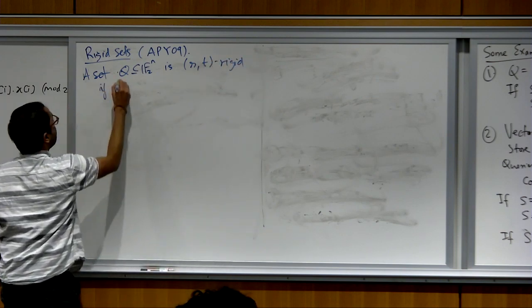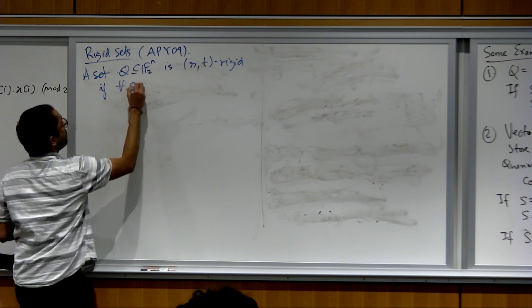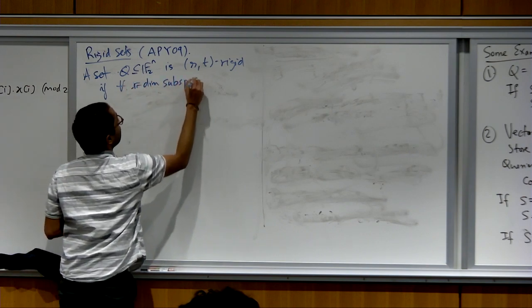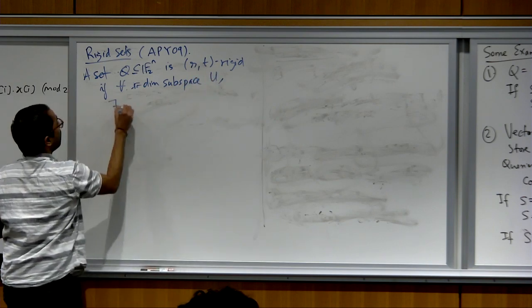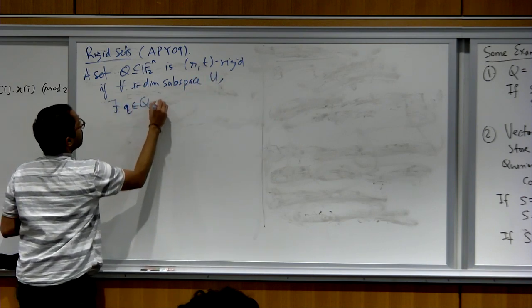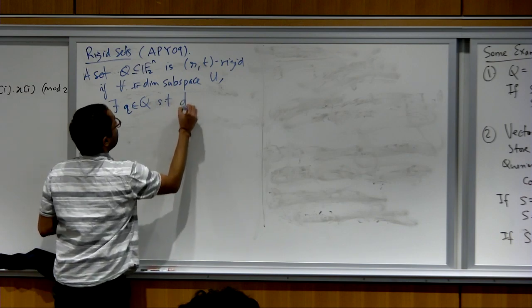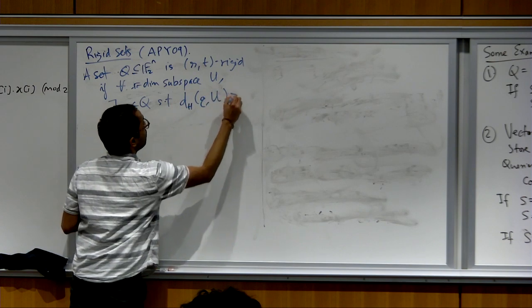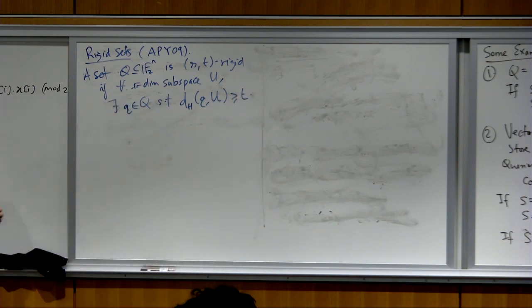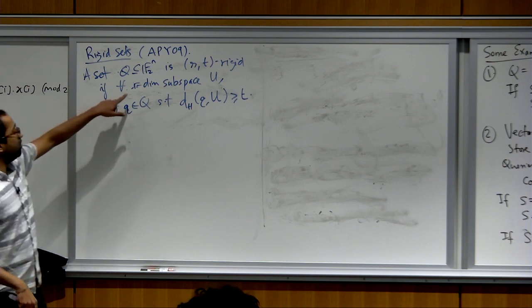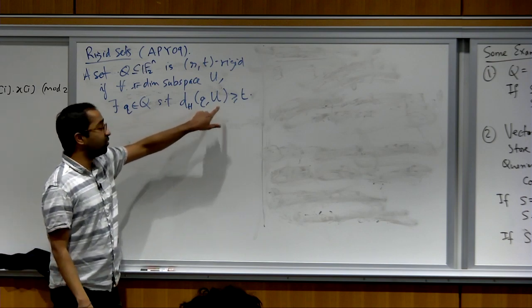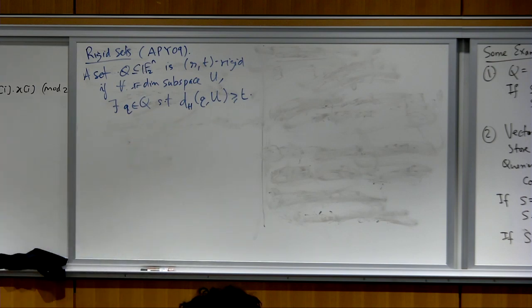if for every r-dimensional subspace U, there is a q in Q such that the distance of this vector q from the subspace U is at least t. So you take any subspace that's r-dimensional, then you'll be able to find a point q that's far away from the subspace. And the distance parameter is t.